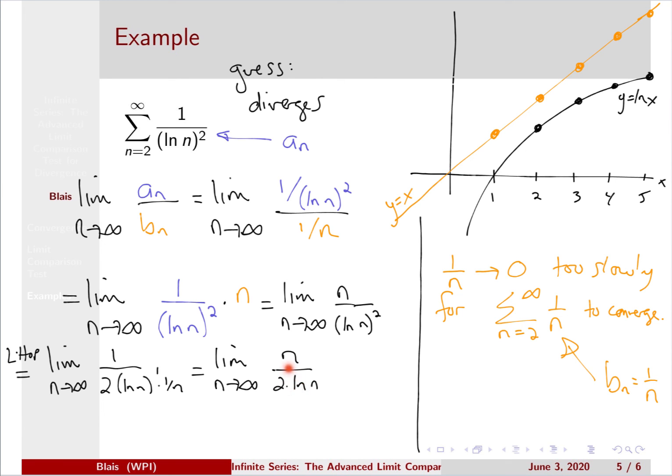We know who wins this. We know n wins this because n races to infinity faster than the natural log of n. We know it in the picture. This is a classic race that you learn when you learn indeterminate forms in L'Hopital's rule, but we can work it out again. Per L'Hopital's rule, this is the limit as n goes to infinity. The derivative of the top with respect to n is 1. The derivative of the bottom with respect to n is 2 times 1 over n. So this becomes the limit as n goes to infinity of n over 2, which we know is infinite.